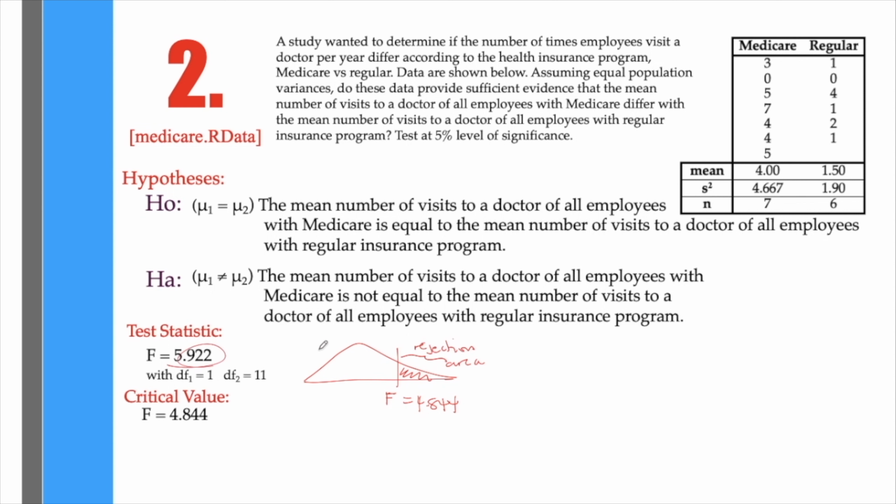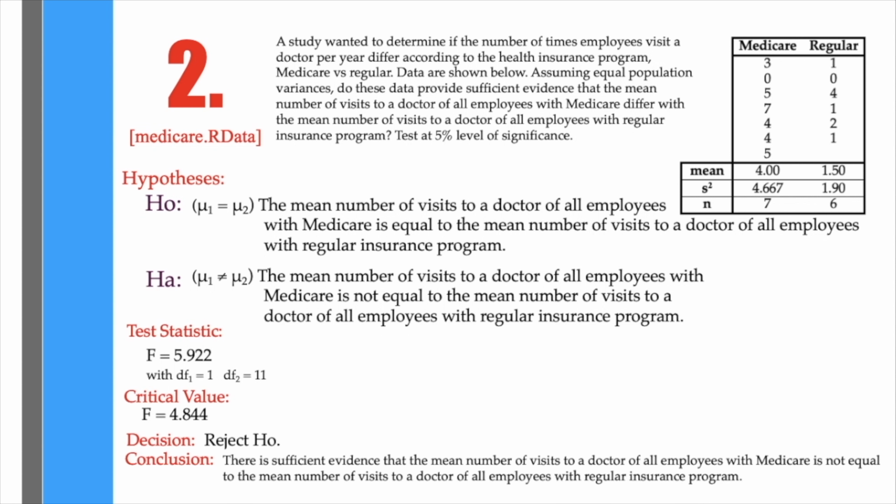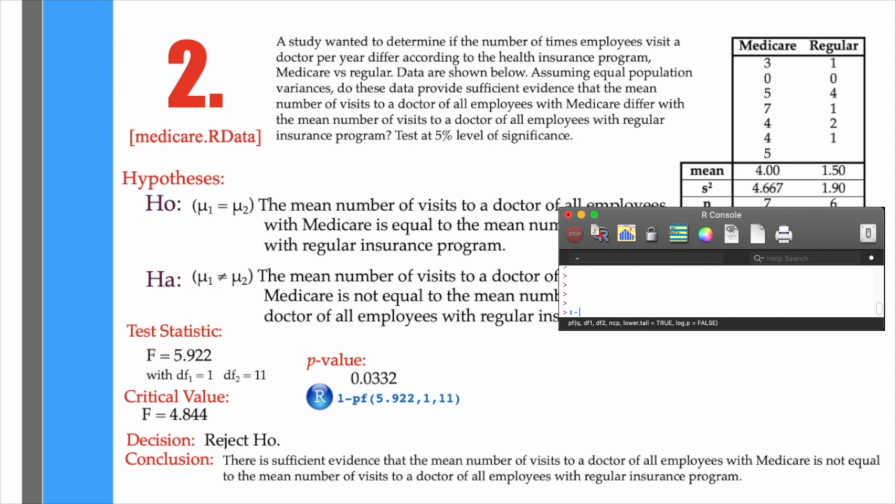And 5.922 is somewhere here, and thus we reject the null hypothesis and conclude that there is sufficient evidence that the mean number of visits to a doctor of all employees with Medicare is not equal to the mean number of visits to a doctor of all employees with regular insurance program. Then as for the p-value, we may compute that using R, using 1 minus pf of 5.922, 1, 11. And that gives us 0.0332.